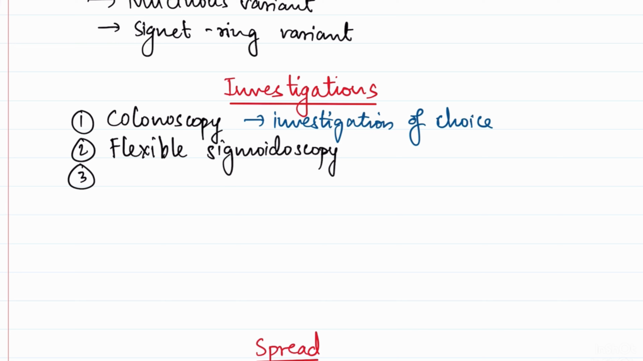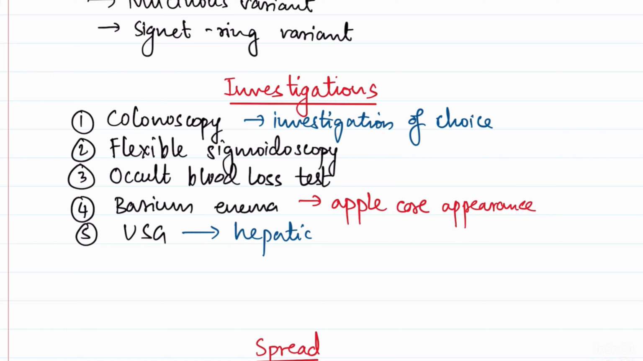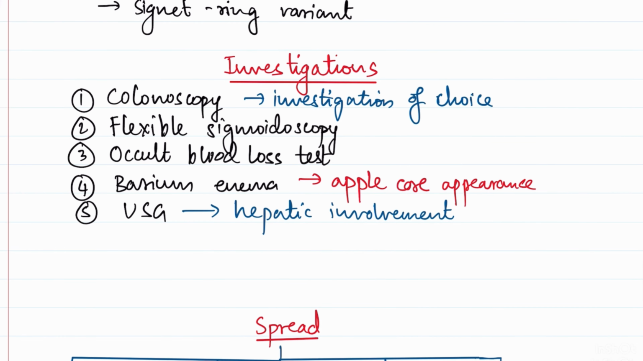Now to test, we have said that left-sided colonic carcinoma may present as occult blood loss. So occult blood loss can be tested. Finally, we go for radiologic investigations using barium enema. In a barium enema, if it's an annular lesion, we'll see the apple core constriction appearance. We could also go for a USG to check for hepatic metastasis. So liver involvement can be tested by using a USG.